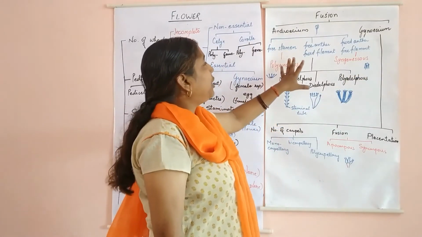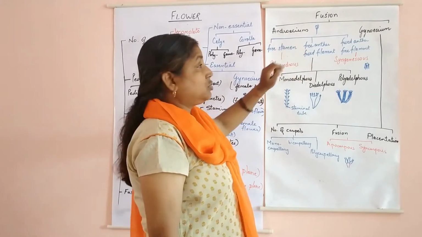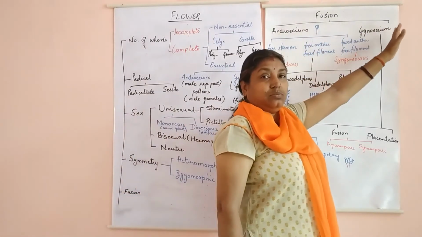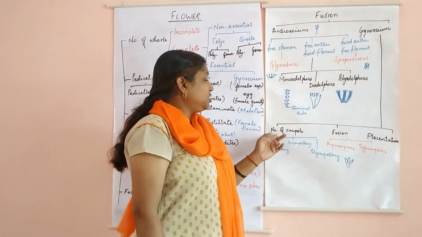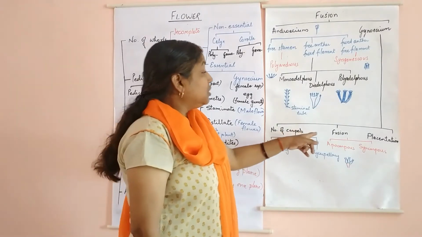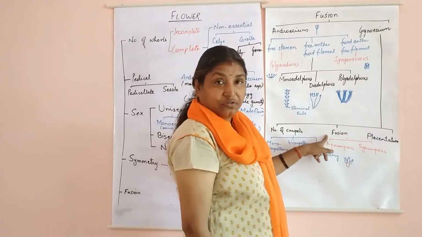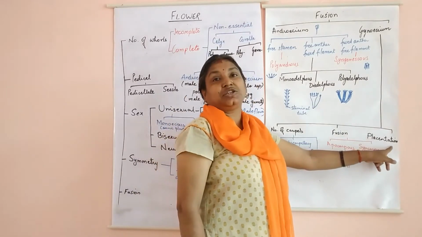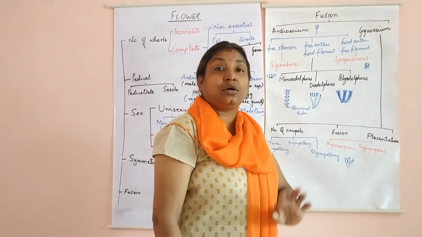This is all about your androecium, the fusion of androecium and their terms. Now coming to gynoecium. Gynoecium also we have three conditions. One is based on number of carpels, how many ovaries are present. Then fusion, whether the ovaries are fused or free. And then placentation, this is your arrangement of ovules inside the ovary.